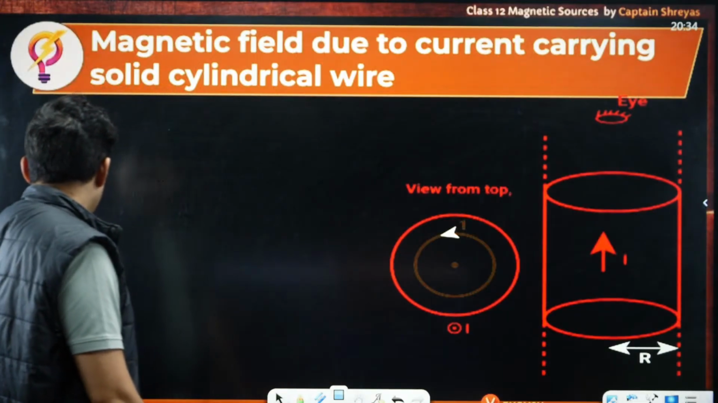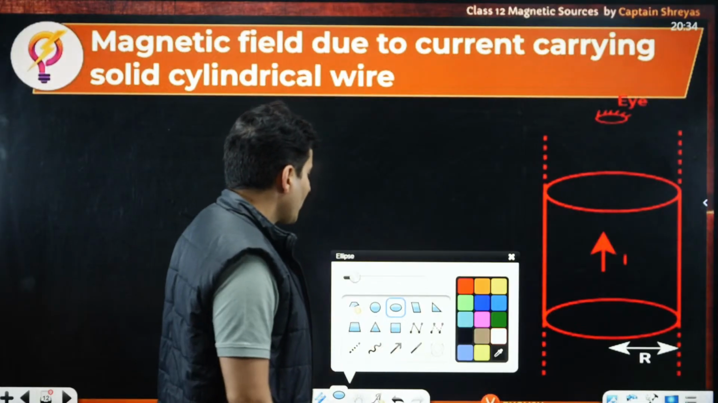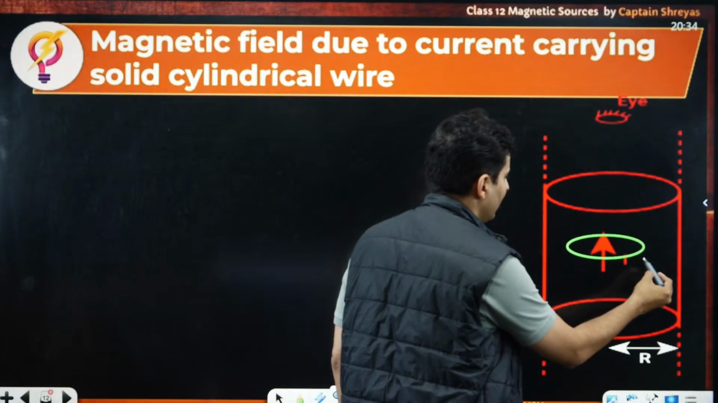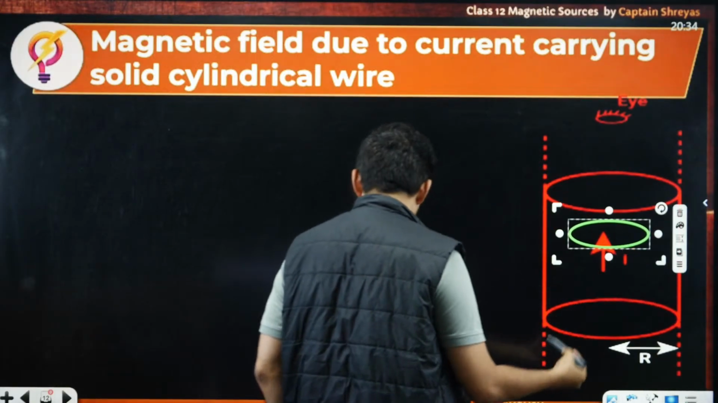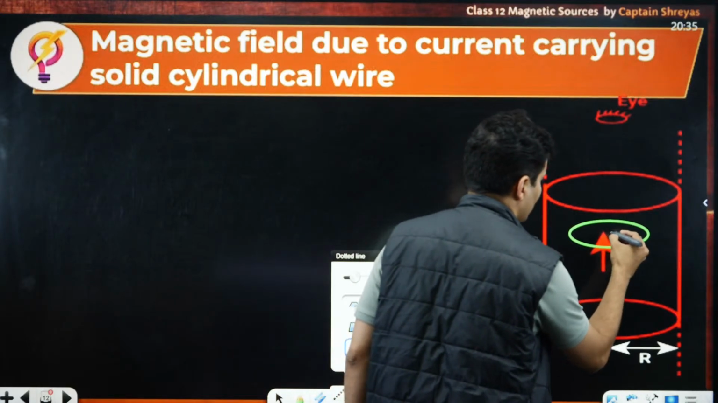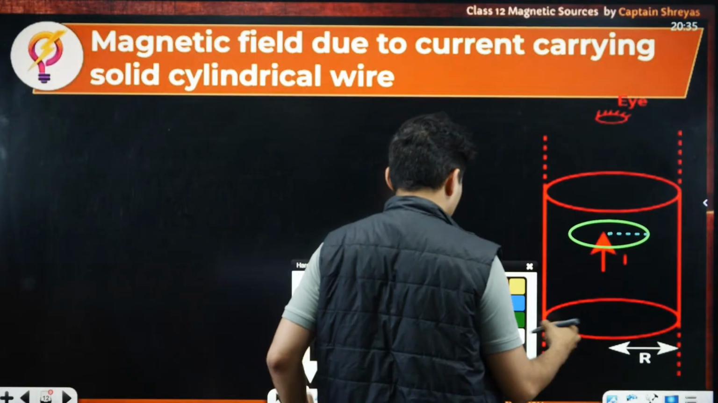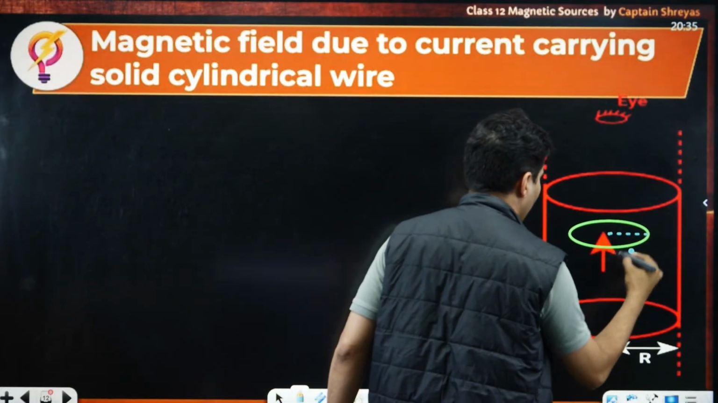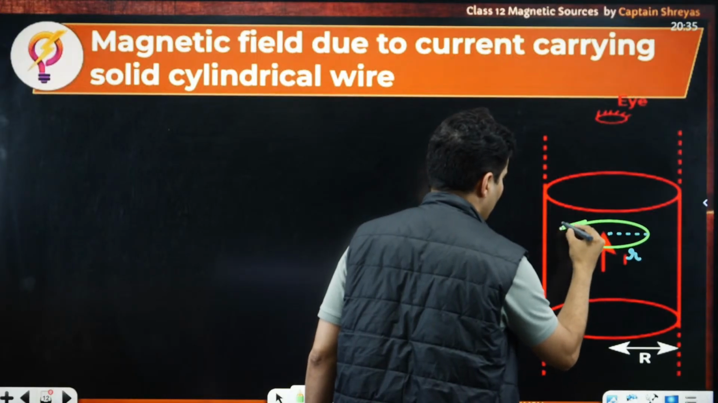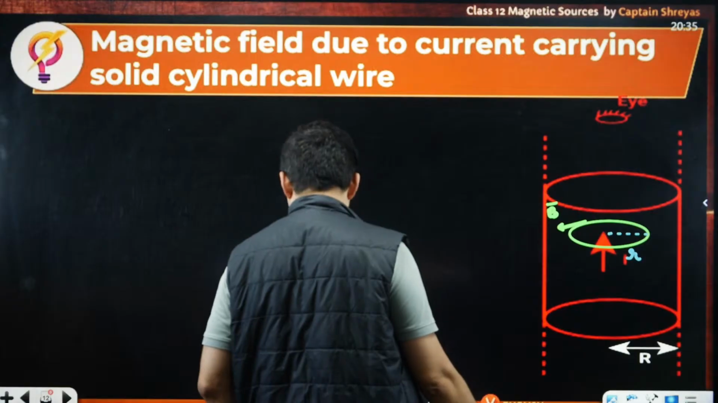Now, here is the catch. See guys, I want to figure out the magnetic field inside that wire. So maybe if I go inside that wire, the magnetic field lines are like this. Maybe it is at some distance R from the center, and at any particular location, this is the magnetic field.